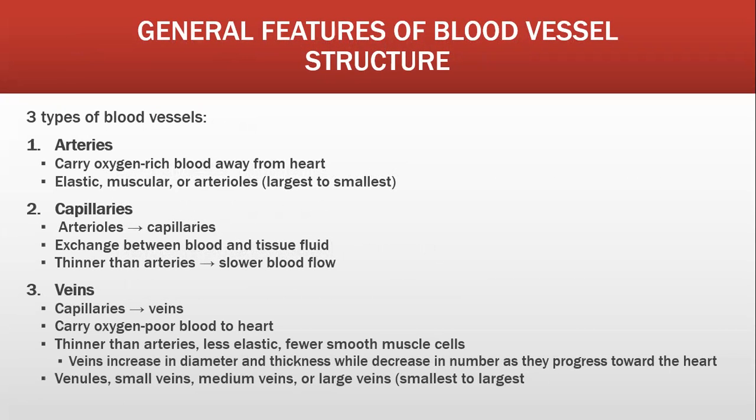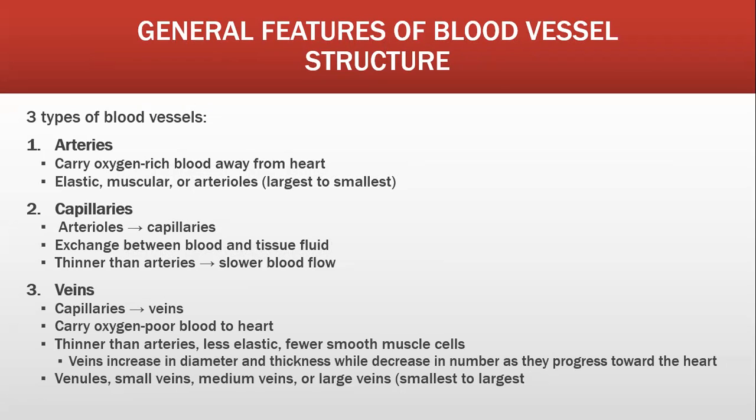So we have the arteries, or the ones that carry oxygen-rich blood away from the heart to the tissues. Then it can be elastic, muscular, or it can be through arterioles, or the smaller types of arteries. So next we have the capillaries, exchange between blood and tissue fluid. So they are thinner than the arteries and have lower blood flow.